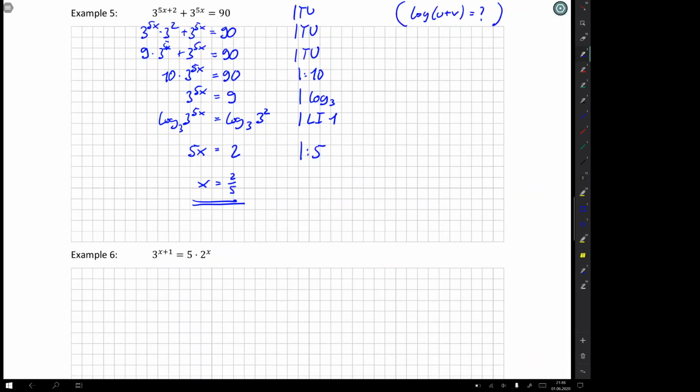Now have a look at example 6. You can try to solve that on your own. I'll show you 2 possible solutions. There are many different ones. Okay, here comes the first one.